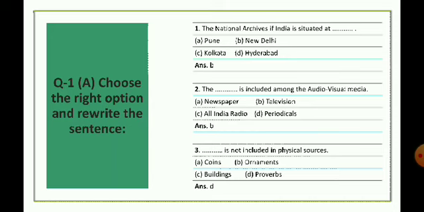Question 1. Choose the right option and rewrite the sentence. First, the National Archives of India is situated at New Delhi. Answer B. Second, the television is included among the audio-visual media. Third, proverbs is not included in the physical source.